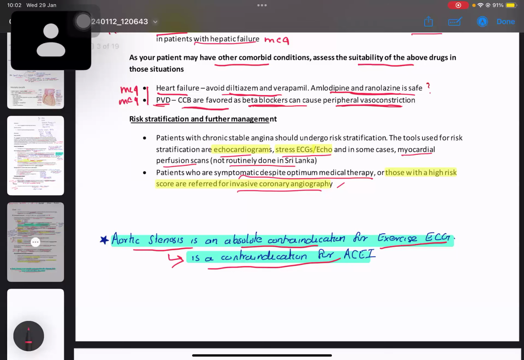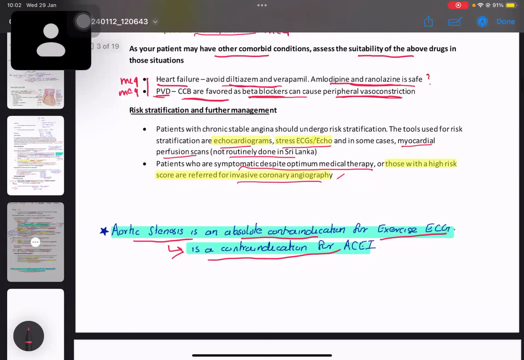And the next management I told before, risk stratification and further management. Patients with chronic stable angina should undergo risk stratification. The tools used for risk stratification are echo, stress ECG, stress echo, and in some cases, myocardial perfusion scans. But this is not routinely done in Sri Lanka, so don't tell myocardial perfusion scan as the very first investigation or risk stratification tool.